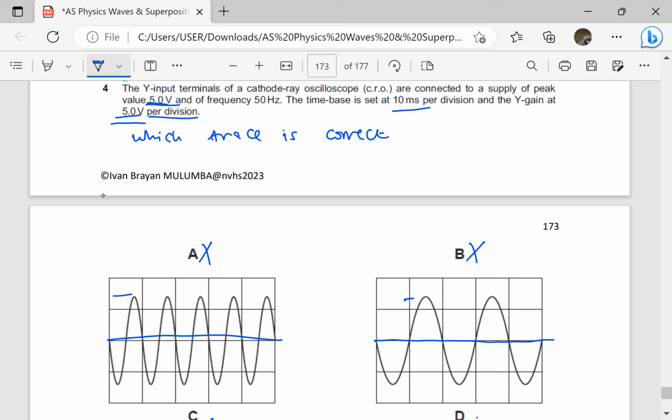Yet the Y gain is showing 5 volts per division, and what is given is 5 volts. So each division is 5 volts. So we just need one division. This is showing more than one division. This is showing more than one division.